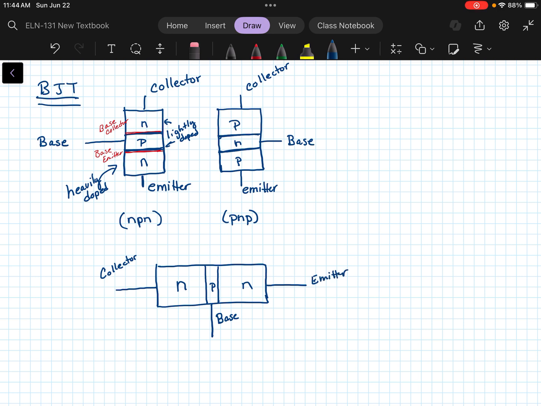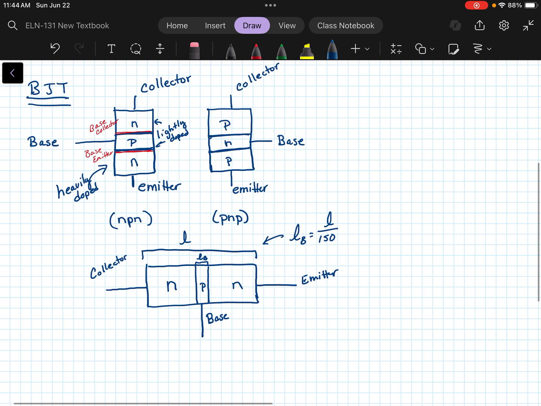Now, this P material, let's say that this is the length of all three of these materials combined, whereas the length of the base is just the width or length of the base. If we want to call it width, you can call it width. But just to show you, the length of the entire transistor is about 150 times the length of the base. So it's very, very small.